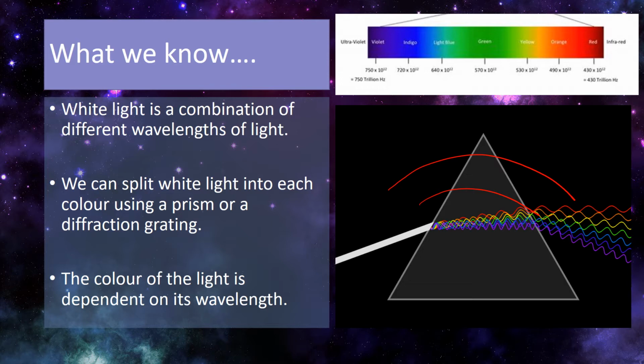So that's an important thing to remember when we're looking at light. Red has a longer wavelength than orange, which is longer than yellow, which is longer than green, etc., etc. So the colour of light is dependent upon its wavelength. So if something is emitting red light, it means it's emitting a longer wavelength than something that is emitting violet light. Okay.